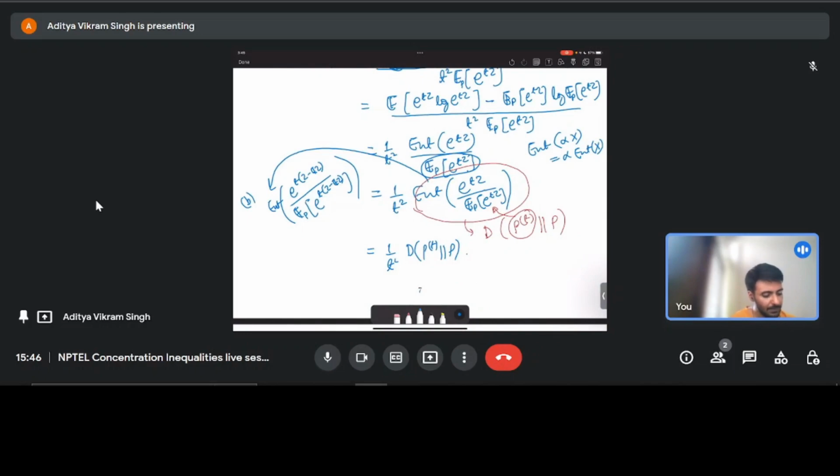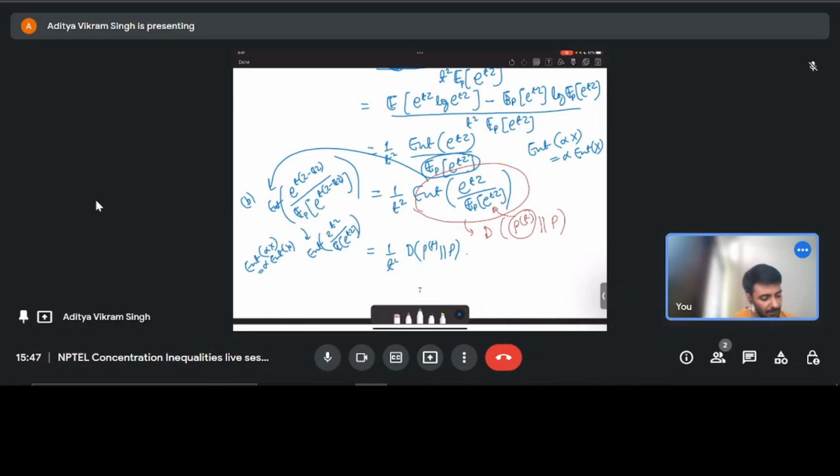By this property of entropy, entropy of alpha x is alpha times entropy of x. Using that property, you will see that the constants from both numerator and denominator cancel. So this is just equal to e power tz by e power tz again.